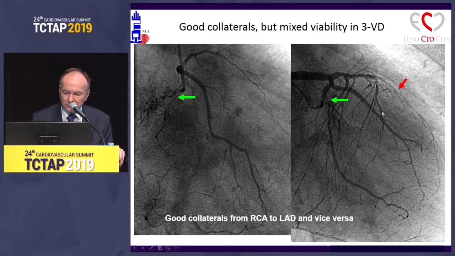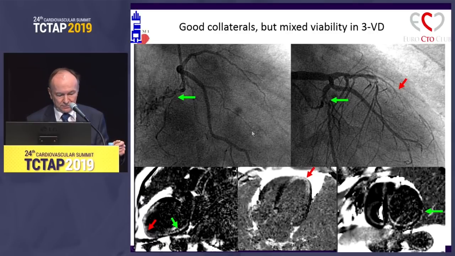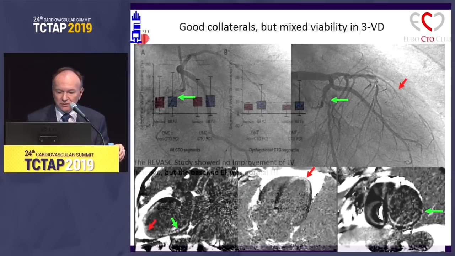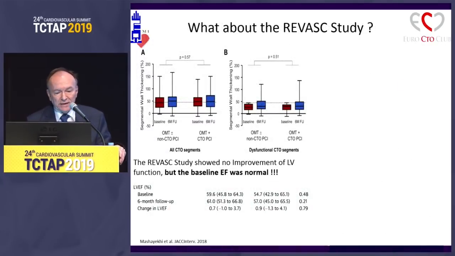with nice collaterals, and an LAD CTO. And of course, both are CTOs, but I will treat only one. Based on the CT of the MRI, we see that there is subendocardial scar in the inferior wall, but there is complete scar of the apex. So certainly, according to this, I will not do all the CTOs, I will just do the right.